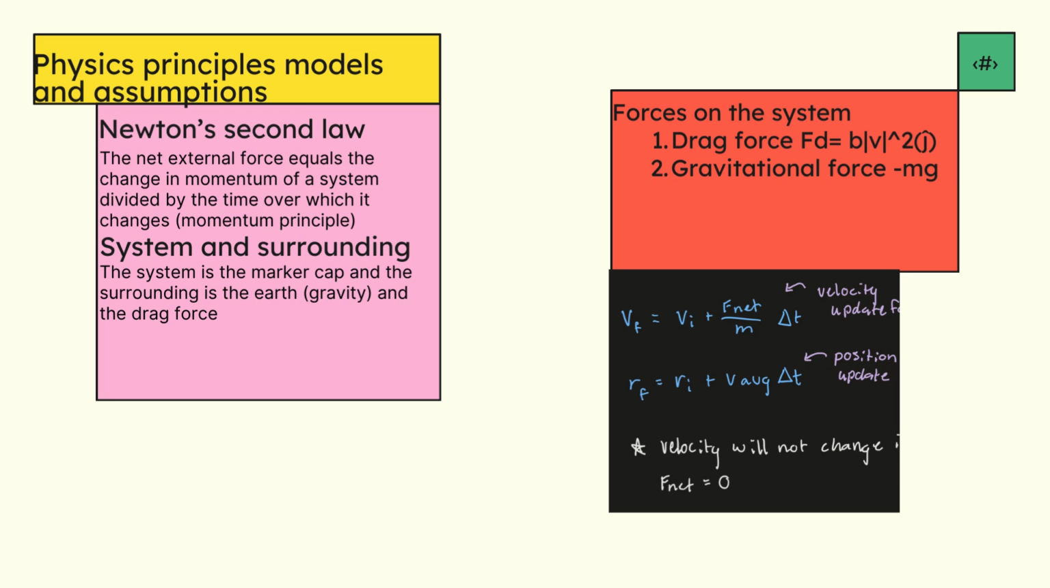So on the right, we have the equations for both of the forces acting on the system. And then we also have the velocity and position update formula. And just as a reminder, velocity will not change if the net force is equal to 0.